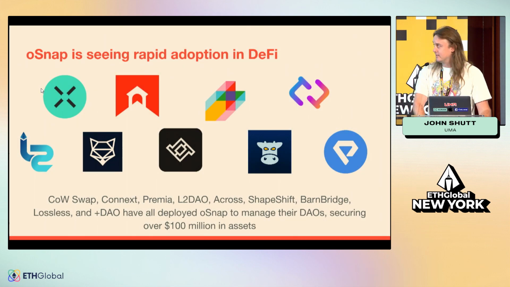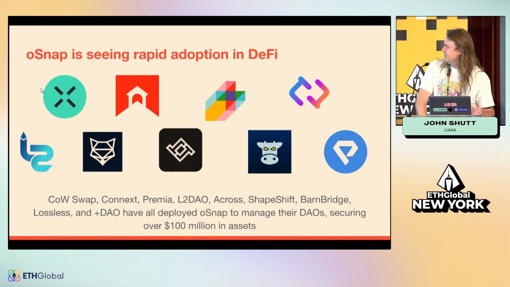So we're getting a lot of adoption. I had to add a bunch of logos to this one today. So we've got CowSwap, Connext, Premia, L2 DAO, Across, Shapeshift, BarnBridge, Lossless, Plus DAO. And you can see that theme that I was talking about with DeFi protocols.